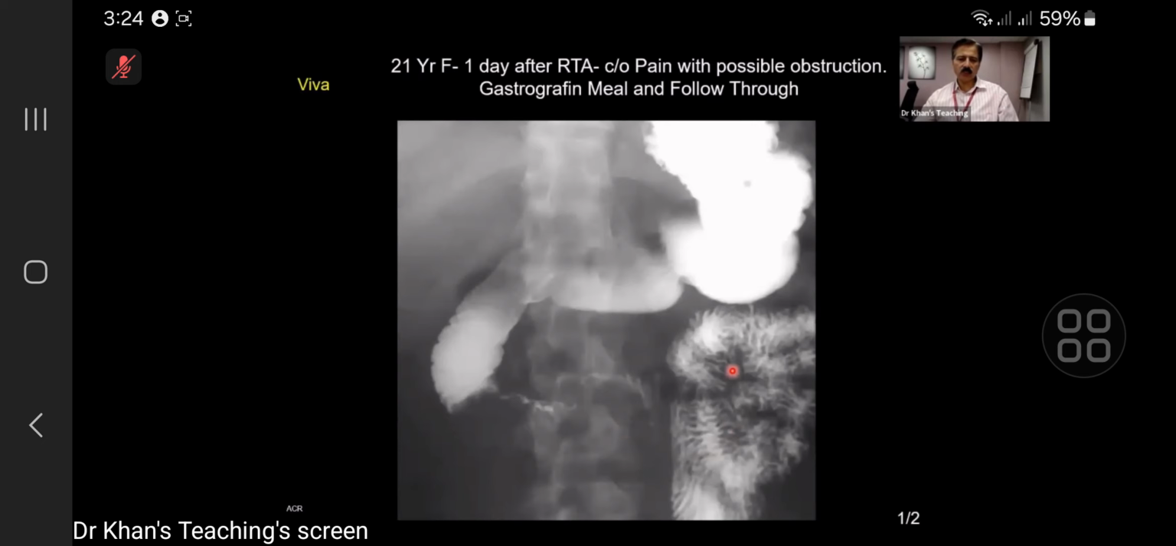This is your last case. This patient is a 21-year-old female, one day after road traffic accident, and so a gastrografin meal and follow-through was done. What is happening here? Over to you.